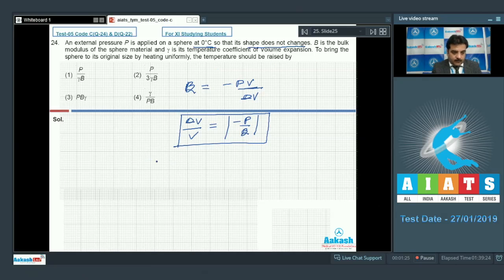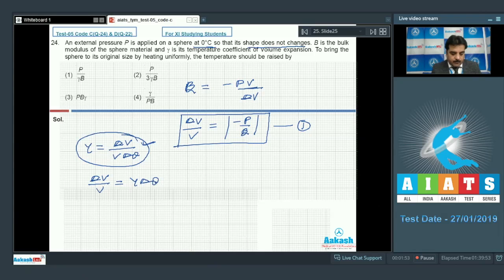So if I use the formula of volume expansion, gamma is equal to change in volume upon initial volume into temperature difference, right? So now I have the value of delta V upon V in terms of bulk modulus. And second, if I use this relation of coefficient of volume expansion, then we can write delta V upon V equals gamma into delta theta. So this is my relation number 1 and this is my relation number 2.